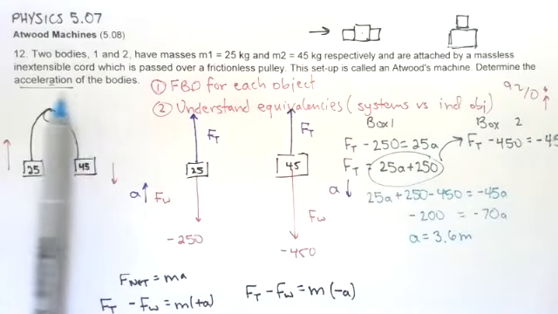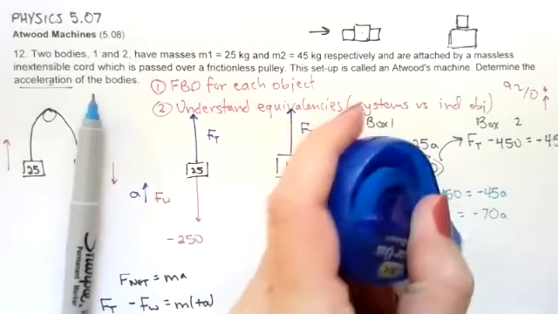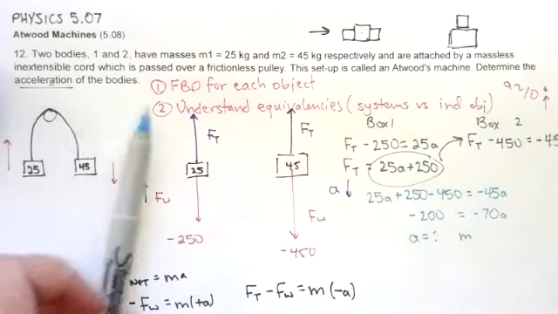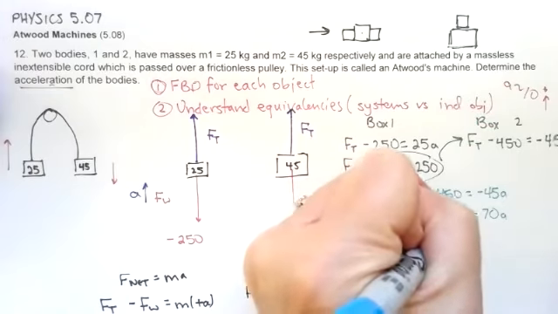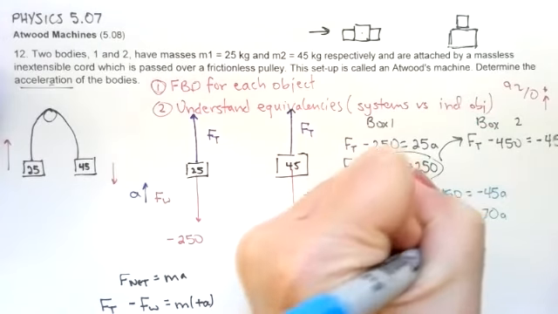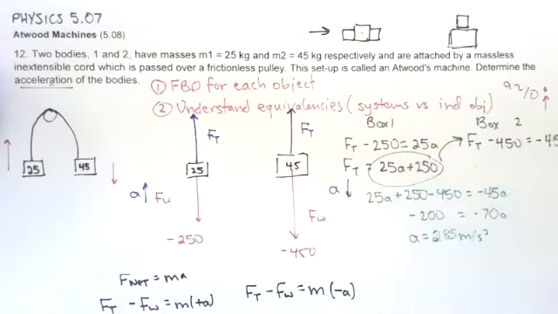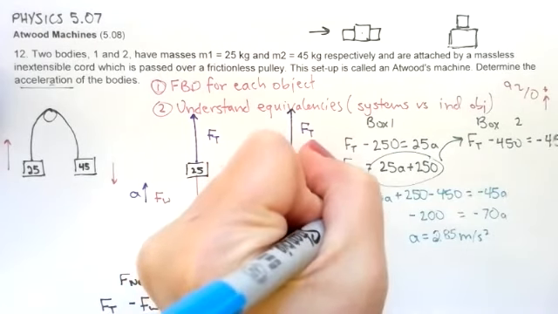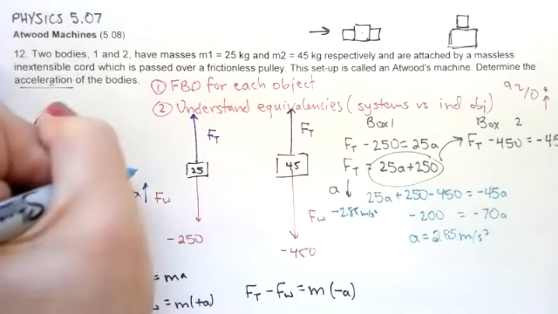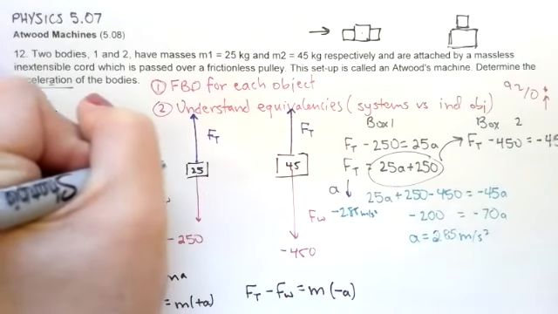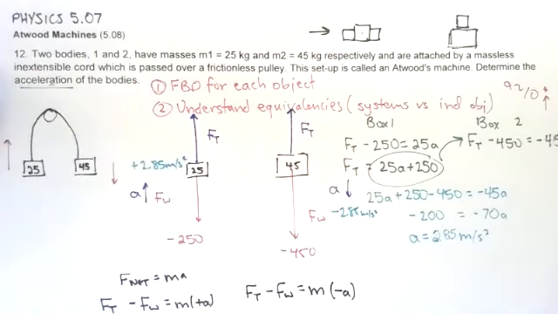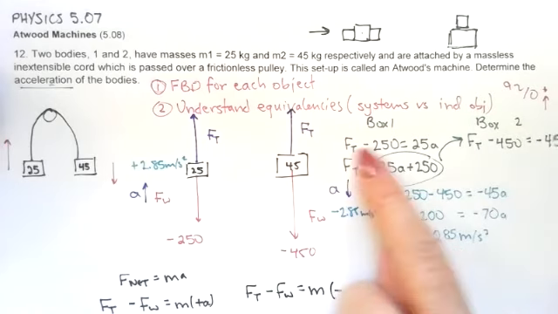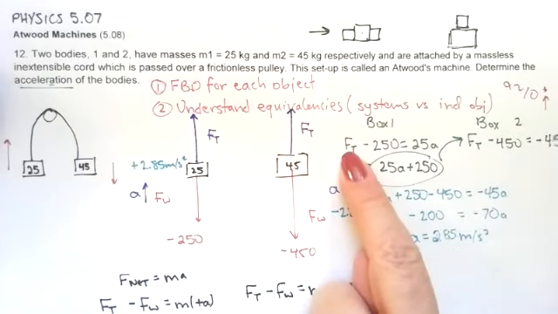Oops, wrong one. 2.85 meters per second squared. This side is going to be negative. This side is going to be positive. So they're equal and opposite. What you can do is take this back and plug it into both of these equations and solve for the tension, and that tension should be the same.